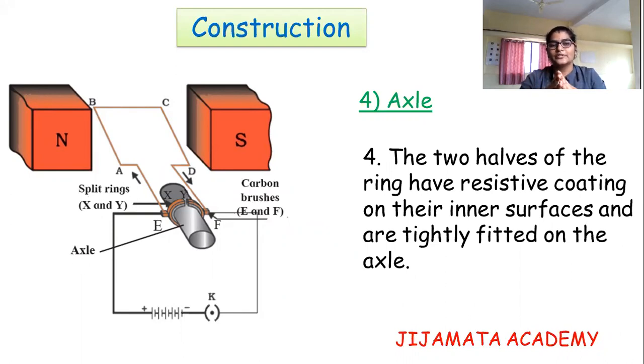So split rings are carrying the current. We all know that split rings carry electric current. If the split rings were in contact with the axle, they may pass this electric current to the axle also, and the complete electric motor will give a shock as we touch it. And therefore, to prevent this shock, a resistive coating is provided on the inner surface of the split rings, and these split rings are tightly fitted on the axle. As the split rings rotate, the axle will also rotate.